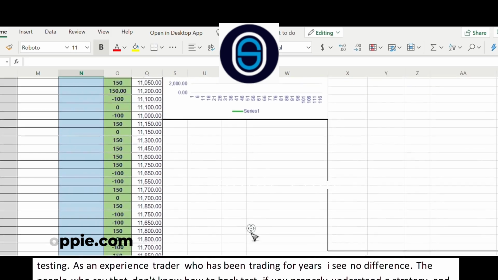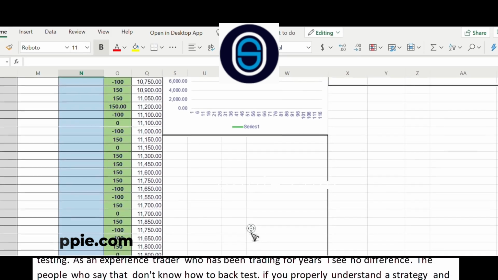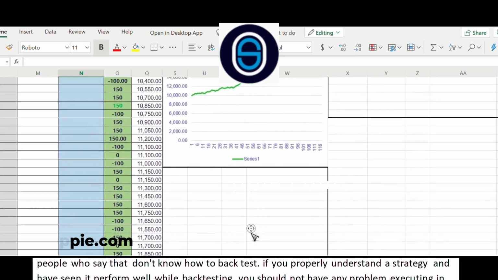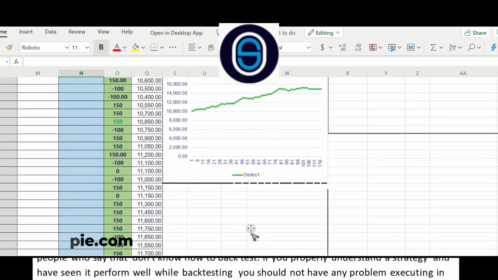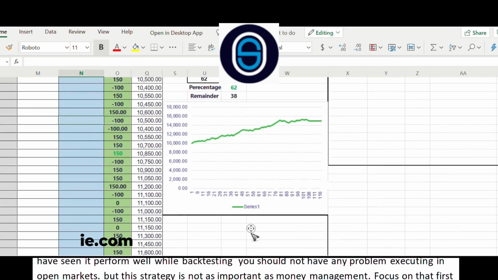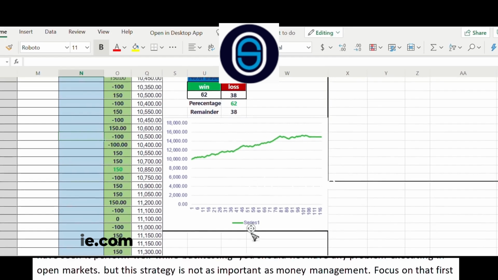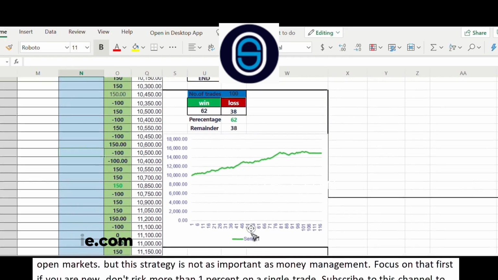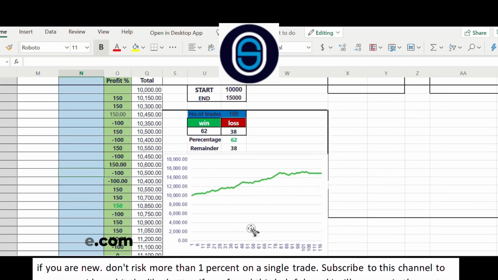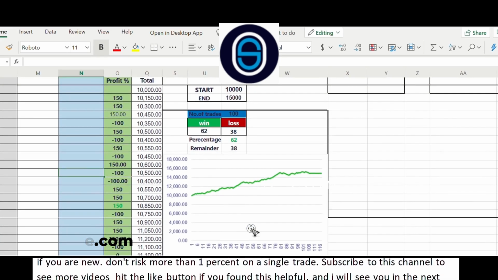Some say that it is easier to win while backtesting. As an experienced trader, who has been trading for years, I see no difference. The people who say that don't know how to backtest. If you properly understand a strategy, and have seen it perform well while backtesting, you should not have any problem executing in open markets. But this strategy is not as important as money management. Focus on that first, if you are new. Don't risk more than 1% on a single trade.